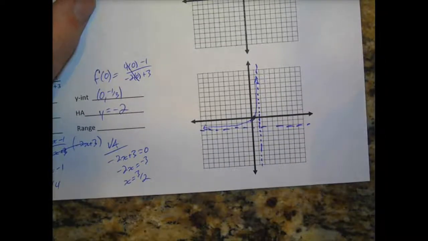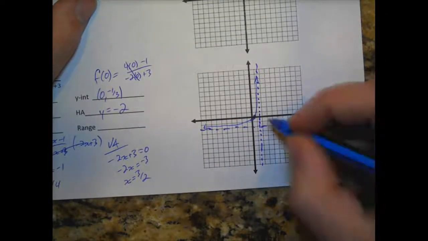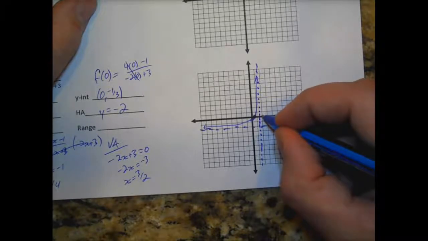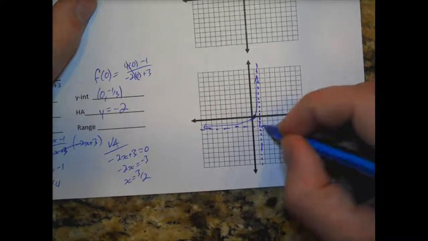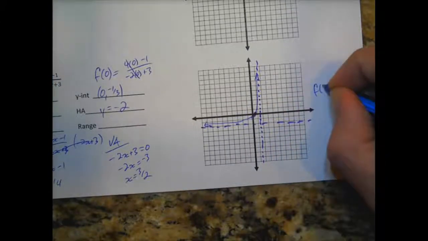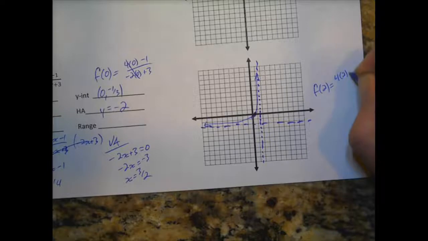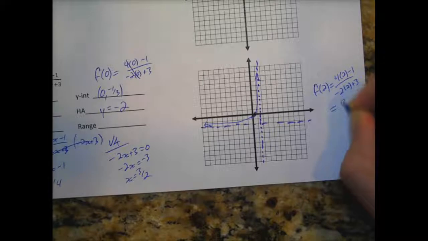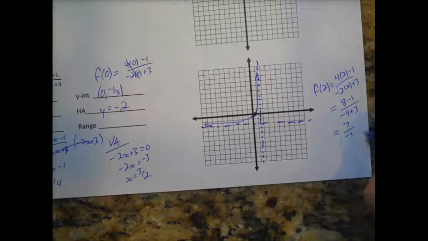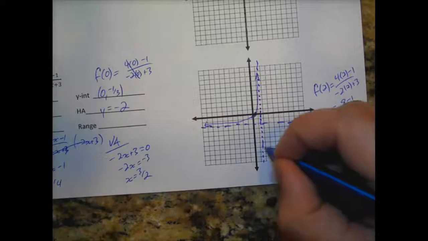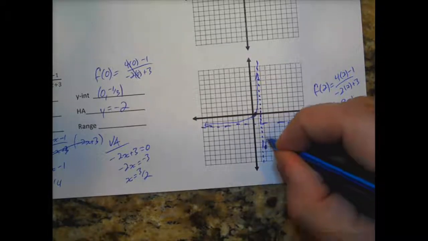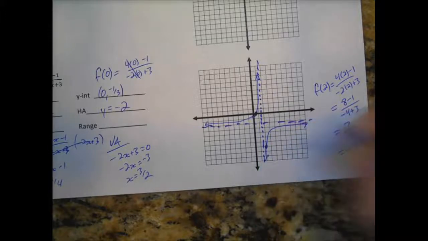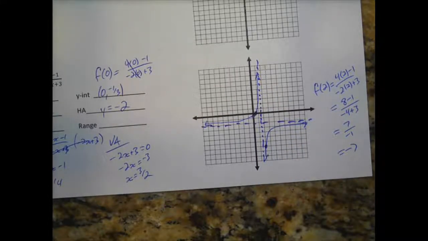The only other place I don't know what's going on is on this left-hand side. So if I choose x to be like 2 or something, I can tell whether it's above negative 2 or below negative 2. So f of 2 equals 4 times 2 minus 1 over negative 2 times 2 plus 3. So that would be 8 minus 1 over negative 4 plus 3, which is 7 over negative 1, which is negative 7. So that means I'm way down there. So negative 2, negative 7, somewhere over here. So I must be getting closer to my asymptotes in this direction and that direction. That's pretty much all you guys are going to be doing for graphing these things.